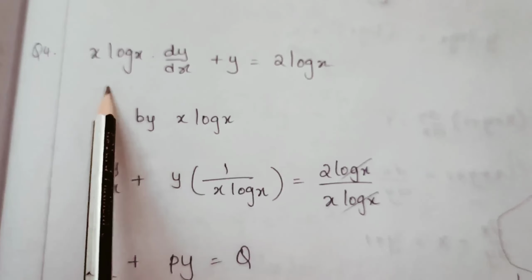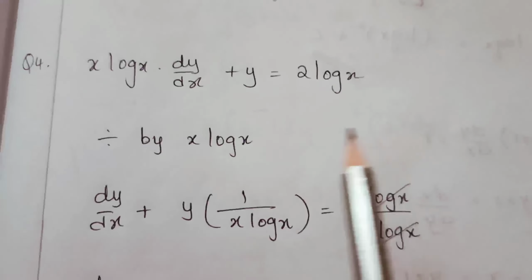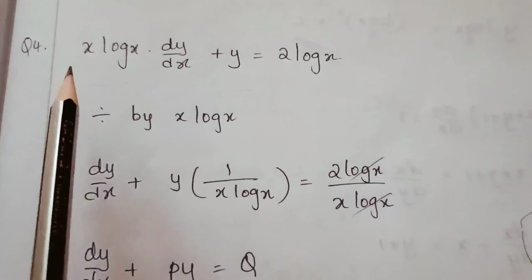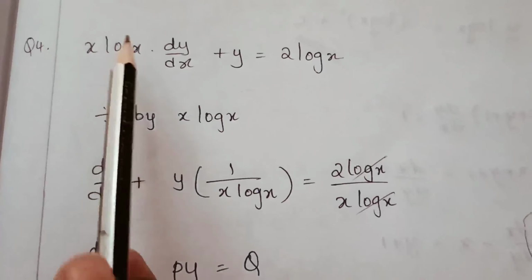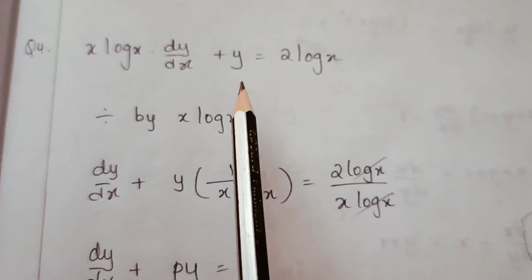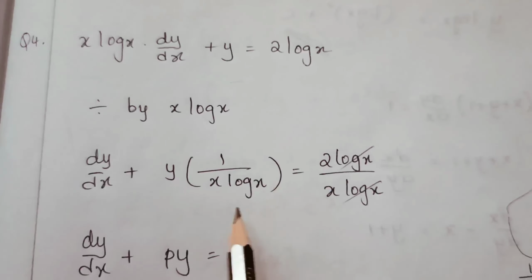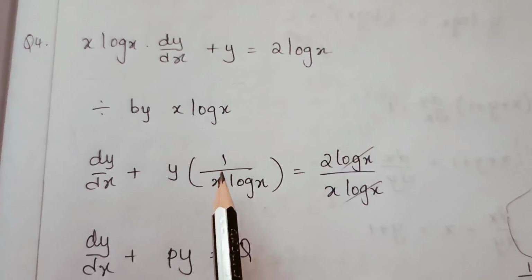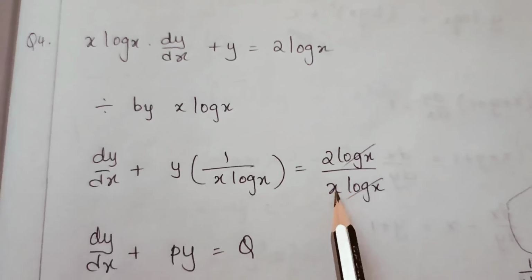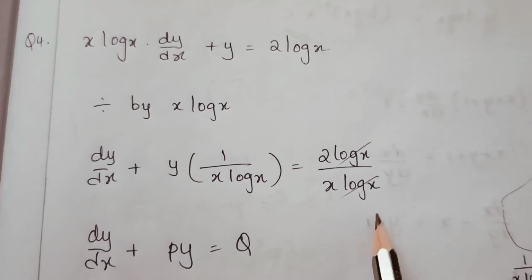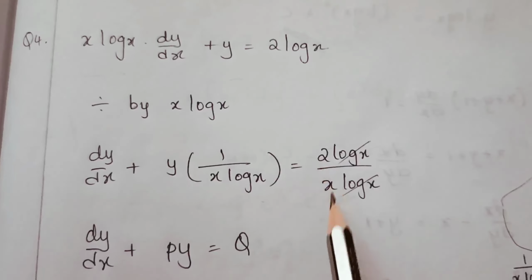For removing this, we are dividing the whole equation by x log x. Here if you divide by x log x, you will get 1. Then y by x log x, so we are writing it as 1 by x log x. To get Py is equal to 2 log x by x log x. Log x gets cancelled, so 2 by x.